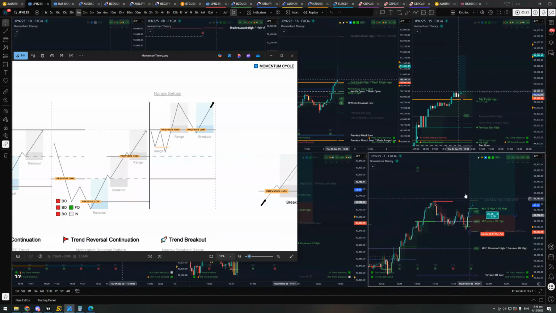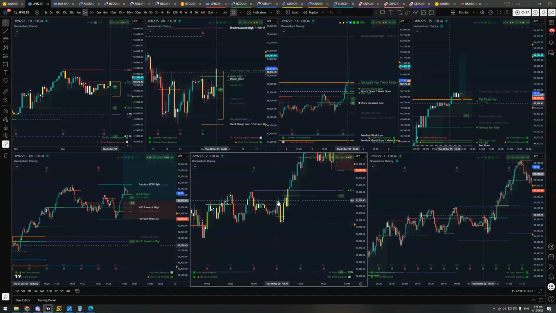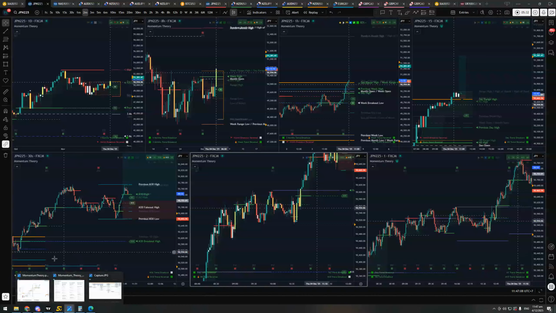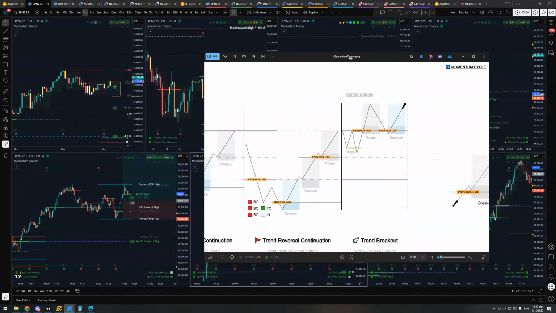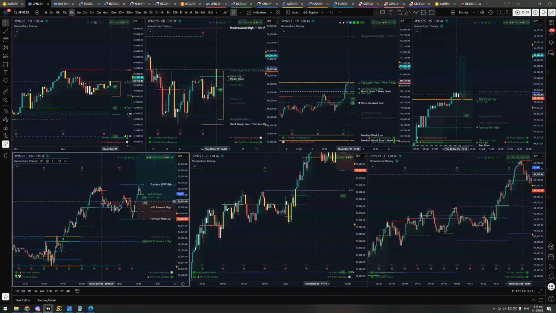So I did have a look at the breakout itself, and there was actually a nice move here on the breakout. There was some tight consolidation. Price came down, faked out the low, and then broke out of a range. And so that's kind of what I'm looking for in a trend breakout setup. Want to see tight consolidation. I think it's easier to see it on the 30 seconds here.